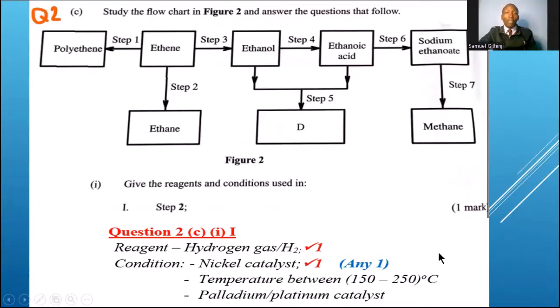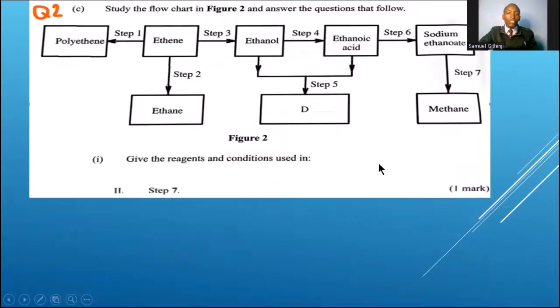The student is allowed to give a specific temperature between 150 to 250, not a range. I've written a range here, but my student, you should know. Be specific, state a given temperature there. You can also use a palladium or platinum catalyst, will also work. As I've said to my student, once you study the flowchart, then answering the question becomes very easy.